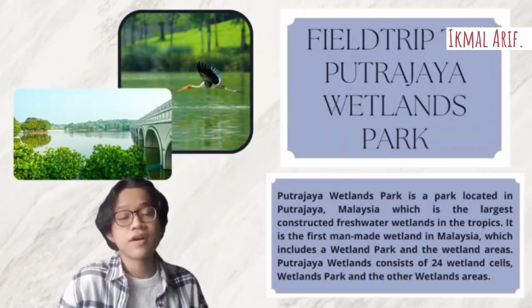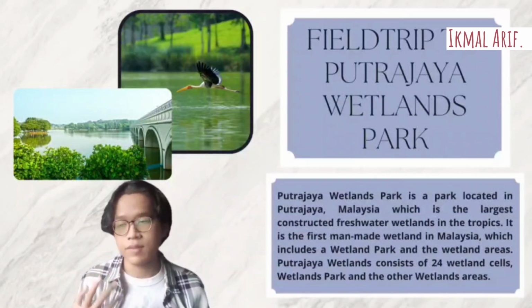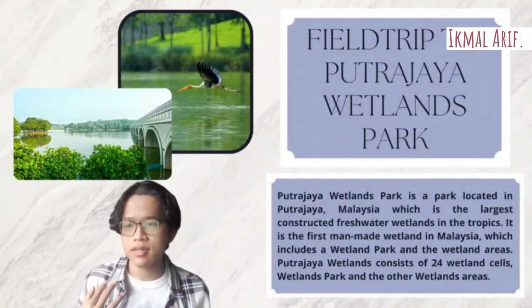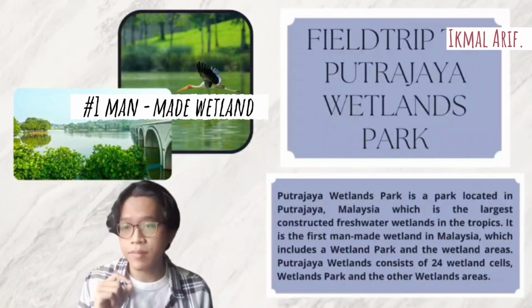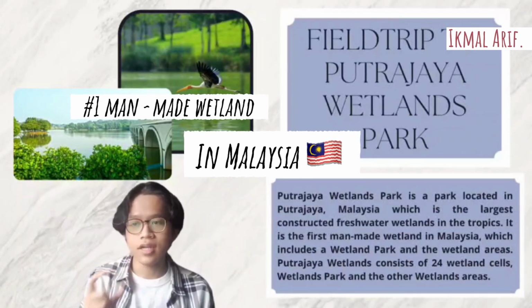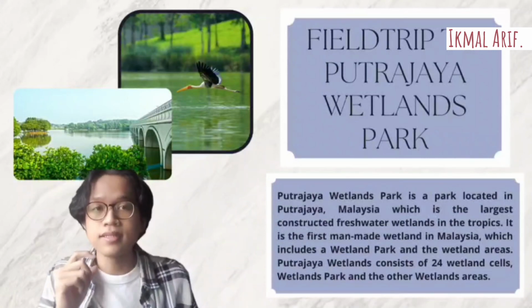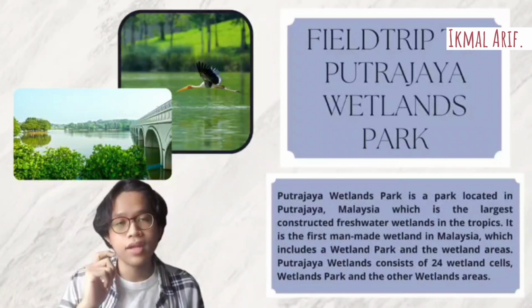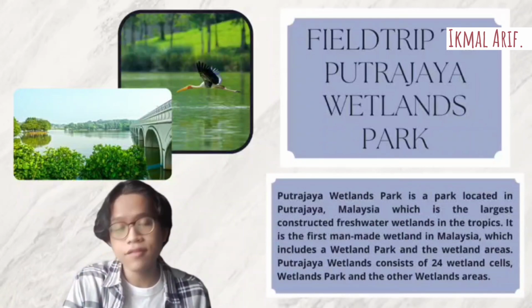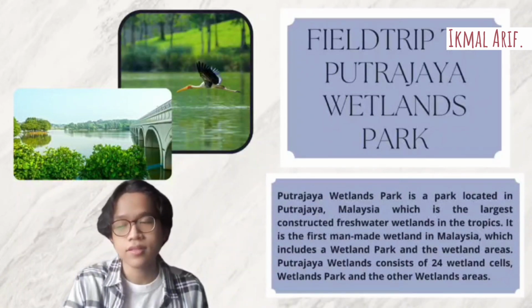So what is Putrajaya Wetlands Park? It is a park located in Putrajaya, Malaysia, which is the largest constructed freshwater wetlands in the tropics. It is the first man-made wetland in Malaysia, which includes a wetland park and wetland areas. The Putrajaya Wetlands Park consists of 24 wetland cells, a wetlands park, and other wetlands areas. It is a very beautiful park and very worth visiting.